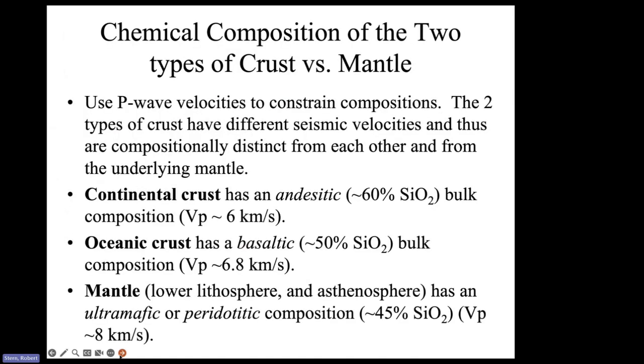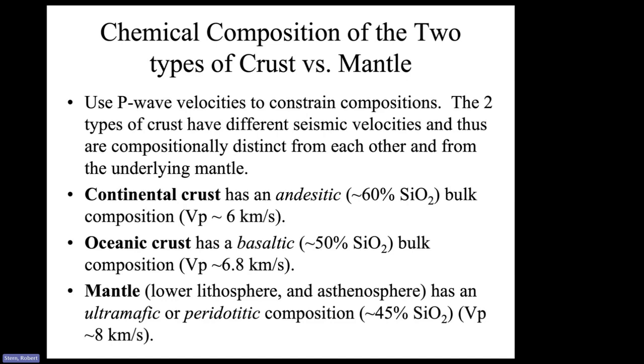All right, so let's talk about the chemical composition of the two types of crust versus the mantle. So there are two types of crust on Earth, and we can use P-wave velocities to constrain their compositions because we have these laboratory measurements that I just showed you. So the two types of crust are continental crust and oceanic crust. And these two types of crust have different seismic velocities, and we'll also see they have different thicknesses and other differences. They're compositionally distinct from each other and from the underlying mantle.